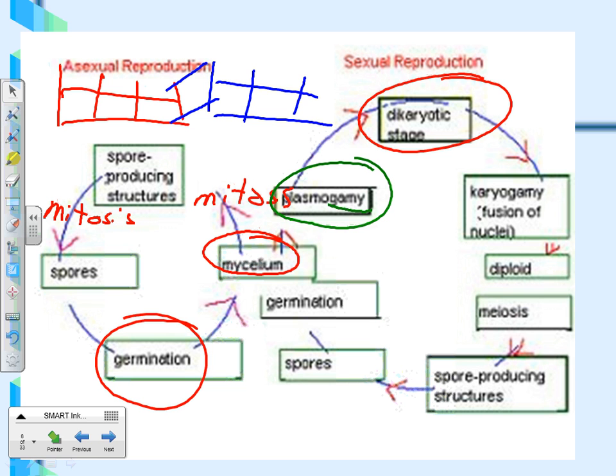Now, not long after that happens, the nuclei fuse together. And that's called karyogamy. Fusion of nuclei. And that's sort of like what happens in most animals, when the two nuclei from two different cells fuse together.